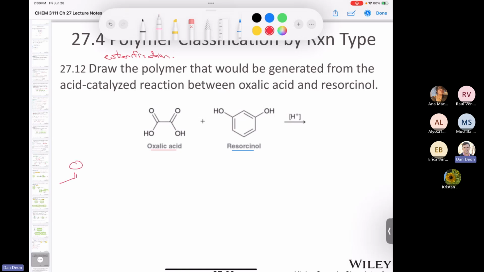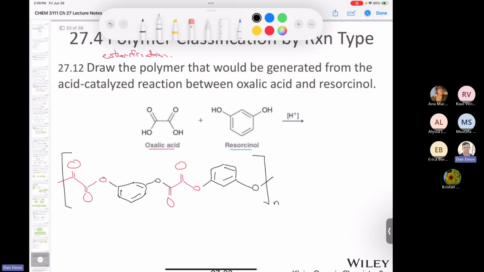Okay, so if we have the oxalic acid and then we have the resorcinol, we could start with our oxalic acid, which is going to look something like this, okay? And then we're going to have an ester to our resorcinol. Not my best artwork, but anyhow. So then we have another oxalic acid, and then we have another resorcinol. It looks like this, and then we'll just kind of close it like that. So that's going to be our repeating polymer that we would get.